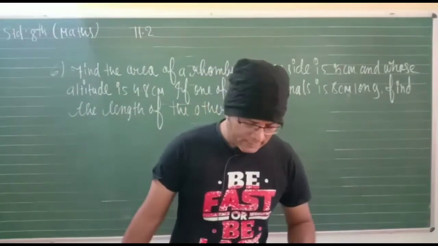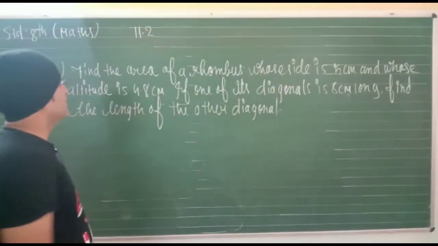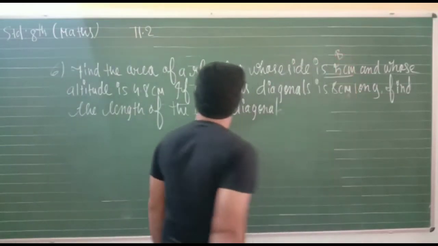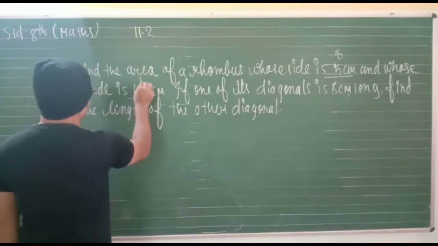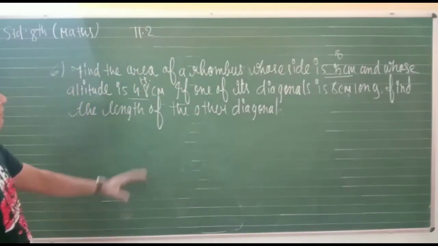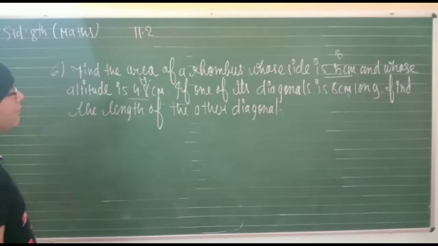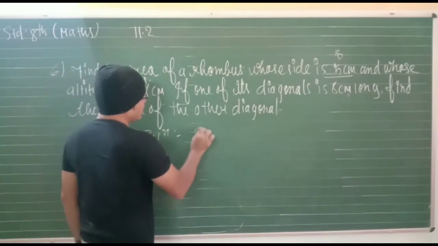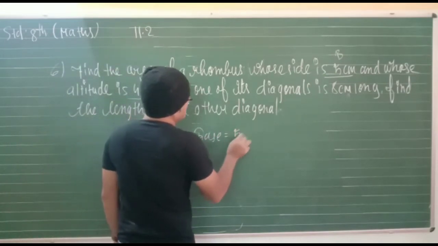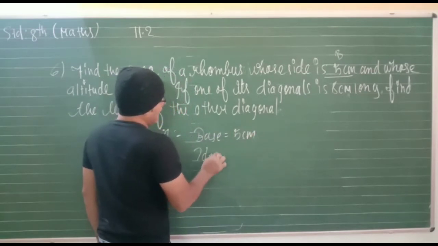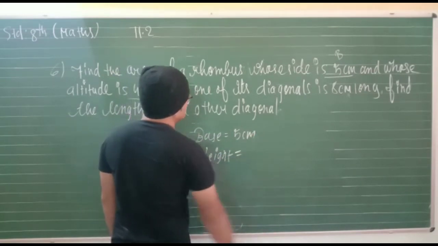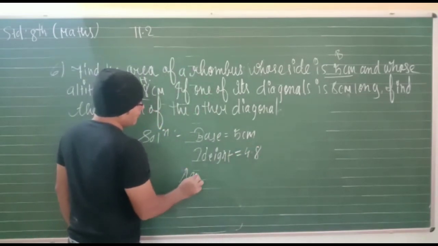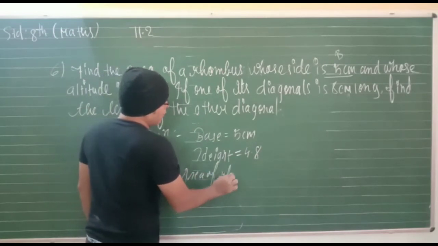And now the sum number 6, that is area of rhombus. You see the sum, find the area of rhombus whose side. Here base is given already, 5 centimeter, okay, and altitude means that is height, that is 4.8. If one of its diagonal is 8 centimeter long, then you have to find the length of other. Now see, first of all, you have to understand the sum. Here the base is 5 centimeter and height, that is 4.8. So first of all, you have to find the area of rhombus.